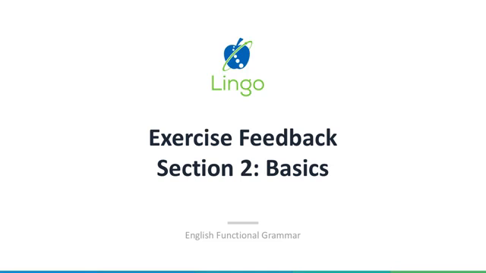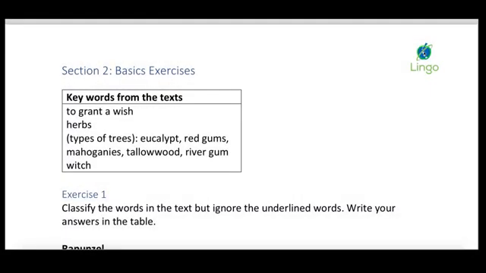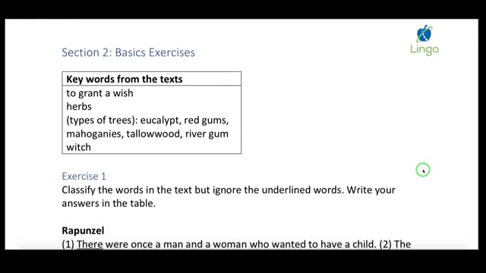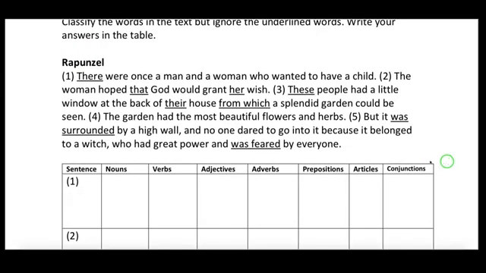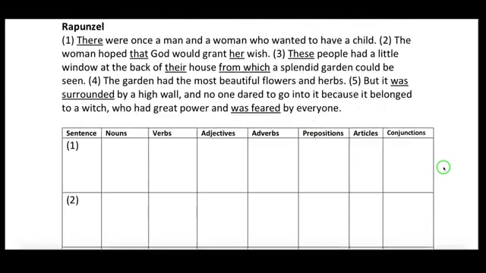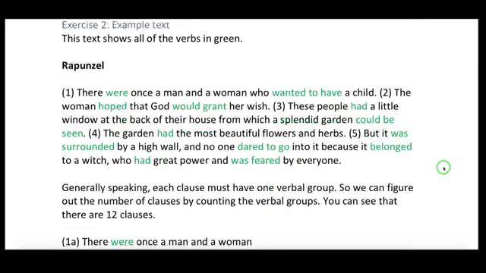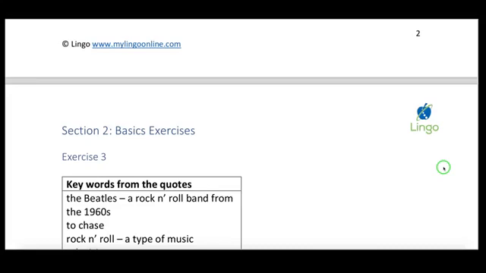Okay, so let's get started on section 2. This is the section on basics. So we're starting with word class. Exercise 1 is you need to look at the introduction paragraph from the story Rapunzel and classify the words according to their word class. So we've got nouns, verbs, adjectives, adverbs, prepositions, articles and conjunctions. All right, let's just scroll down to the answers because I'm assuming that you have done this already.